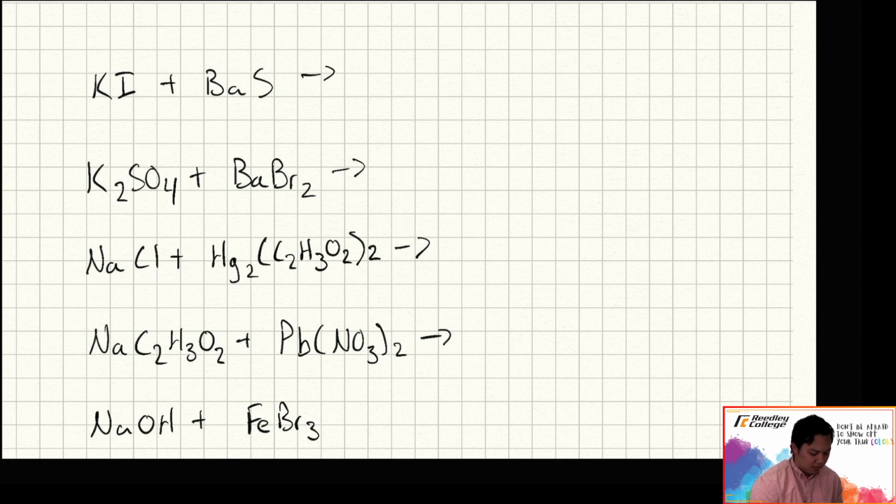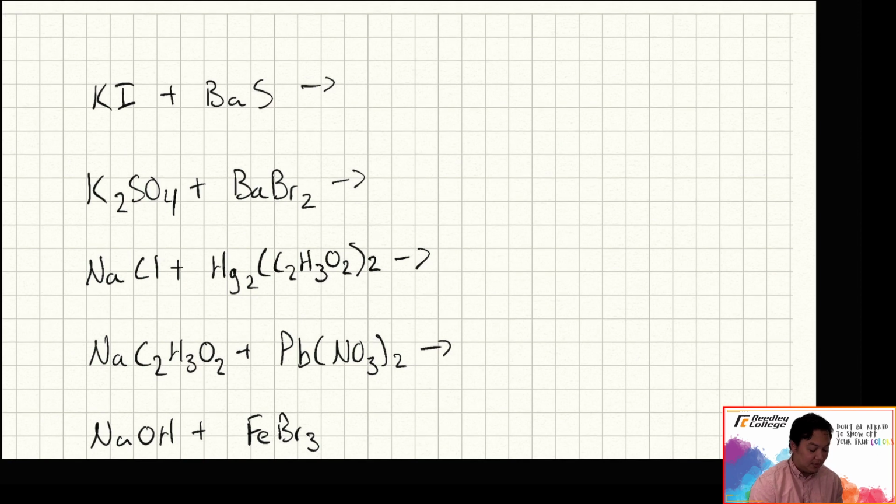Okay, so our first reaction here, we have potassium iodide with barium sulfide. Oh, that was something I wanted to note. On that lab too, it told you what the reactants were if you read the description above each of those reactions.